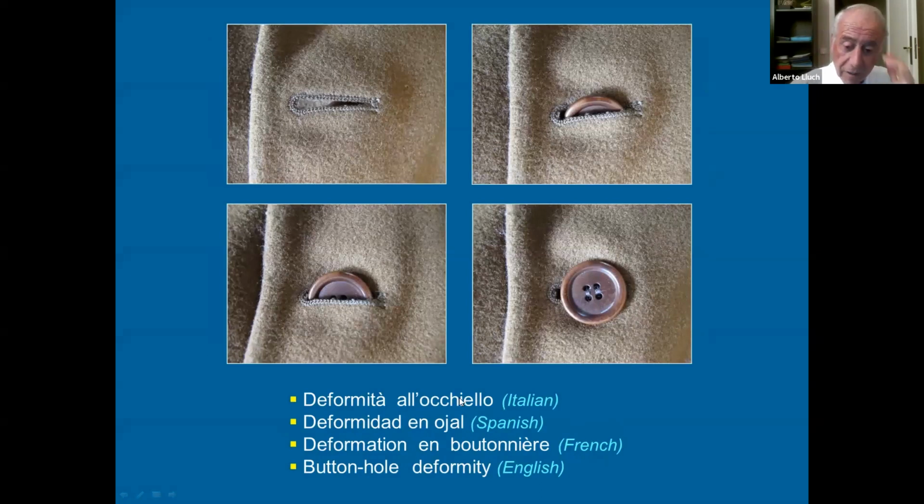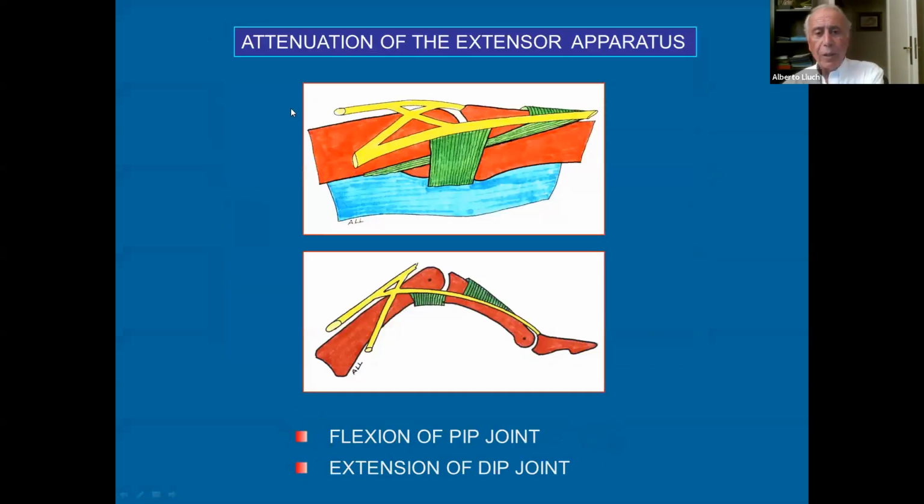Deformità all'occhiello in Italian, deformidad en ojal in Spanish, déformation en boutonnière in French, and buttonhole deformity in English, because the head of the proximal phalanx protrudes in between both lateral bands, and this is the buttonhole, the boutonniere. So what happens is an attenuation of the extensor apparatus, as we said before. But the extensor apparatus is not just the central slip and the lateral slip.